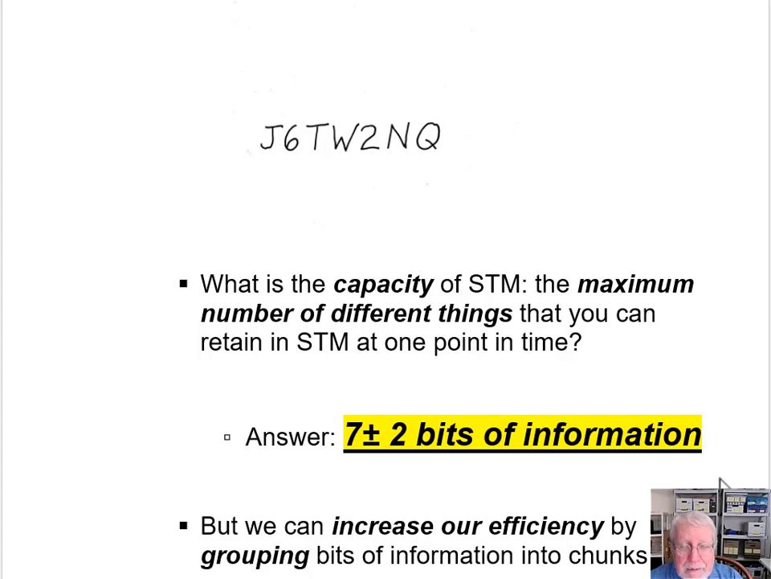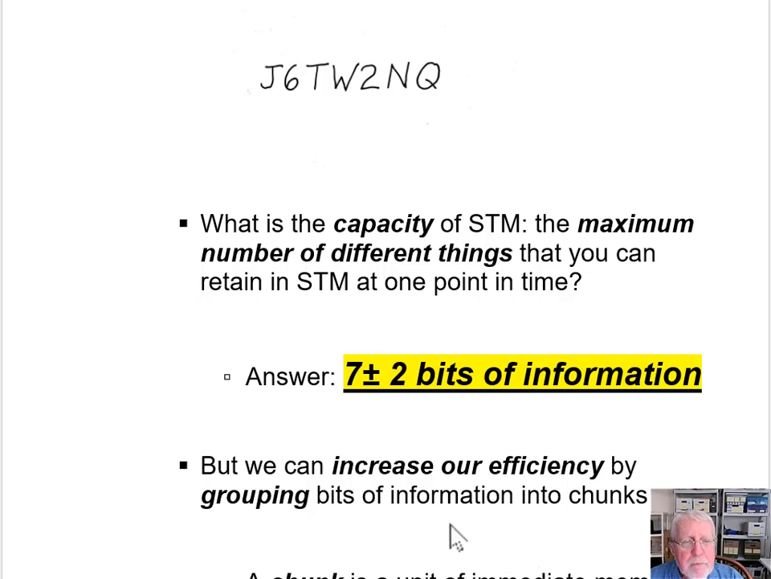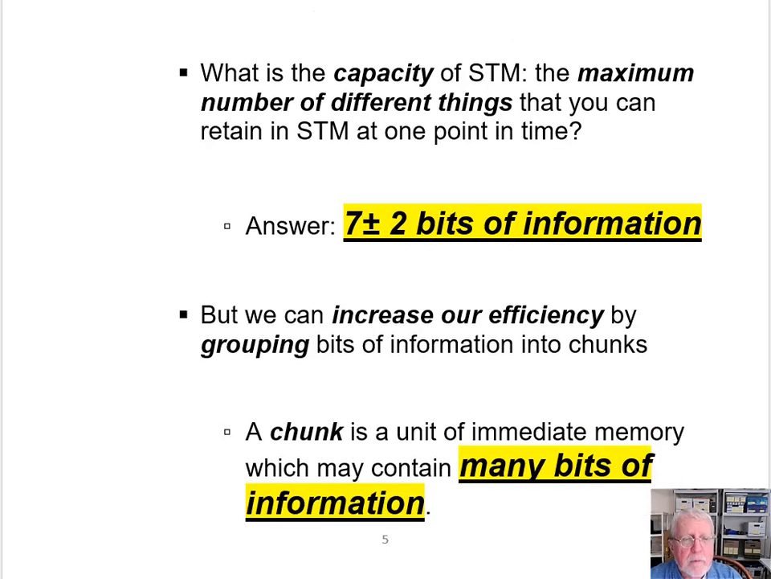Now, if we were totally limited by that limited capacity, we human beings would have great trouble functioning in our environment. We would be like a computer that has hardly any RAM at all. Lucky for us, we human beings are clever, and we have come up with tricks to increase the efficiency of short-term memory, to get the most out of short-term memory we possibly can. We can increase our efficiency by using tricks like grouping bits of information into chunks. A chunk is a unit of immediate memory which might contain many bits of information.